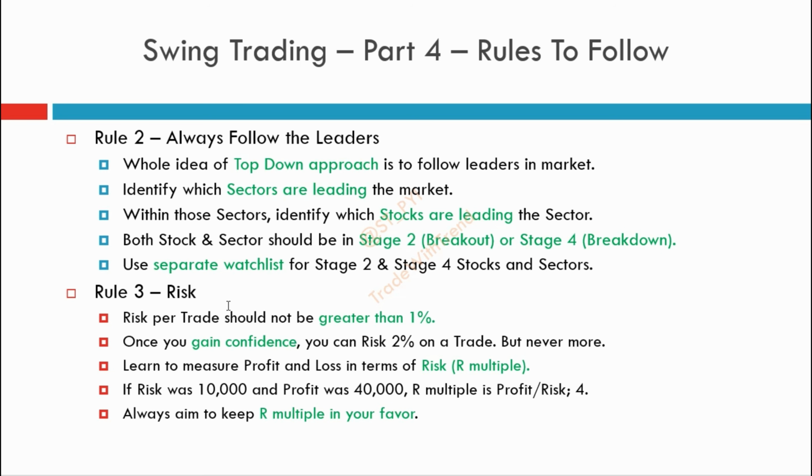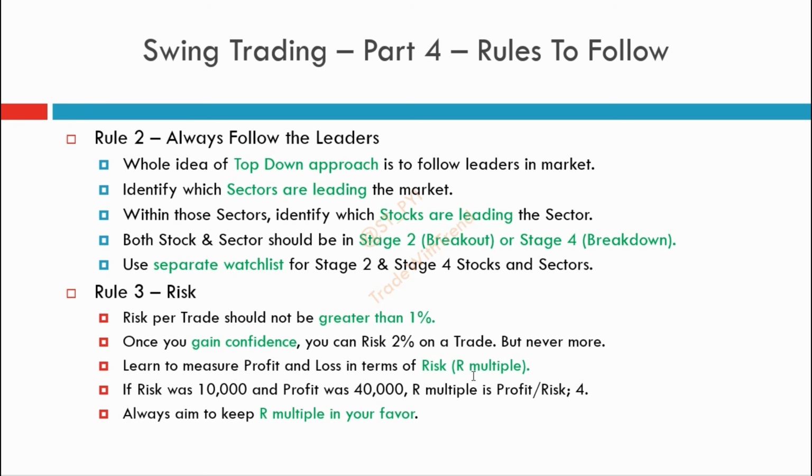Rule 3 would be to always keep your risk in check. Risk per trade that you define should not be greater than 1%. As you gain more and more experience, you can switch from 1 to 1.5% or 2%. But this 1% rule is widely followed by some of the best traders in the world, and I don't see why this should be changed. Always get into a habit of noting down your profit and loss in terms of risk multiple.